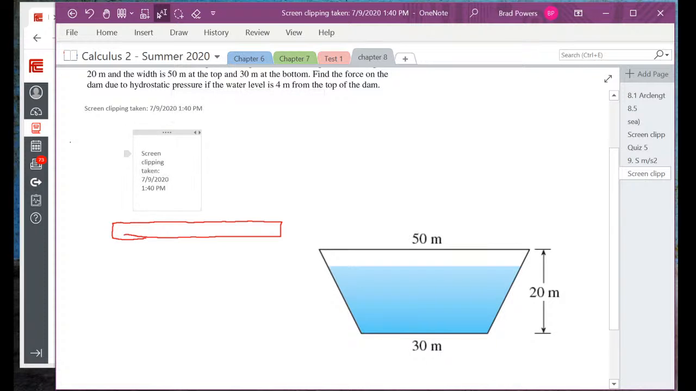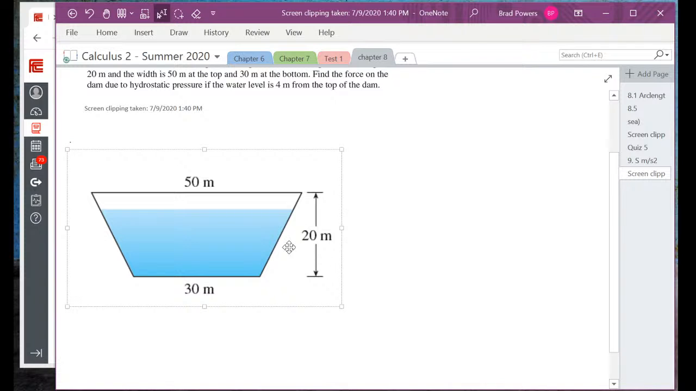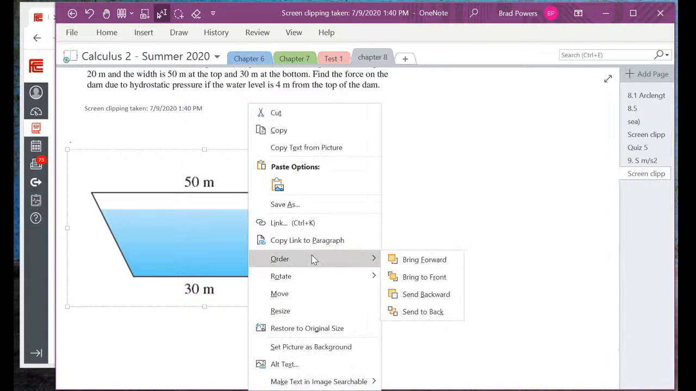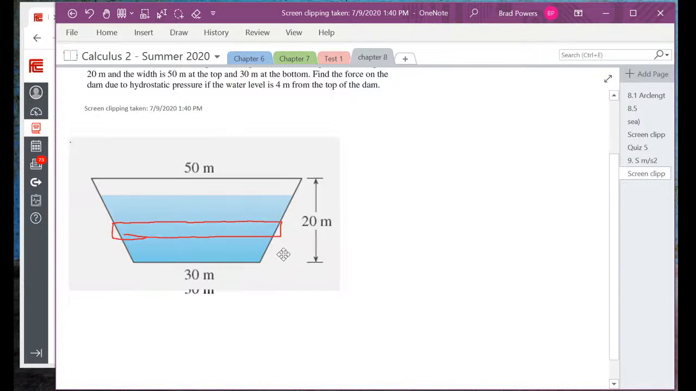I am still learning how to use OneNote, and it is sometimes a little annoying. In any case, move to back. There. Good enough. Let's say that's it. Okay.